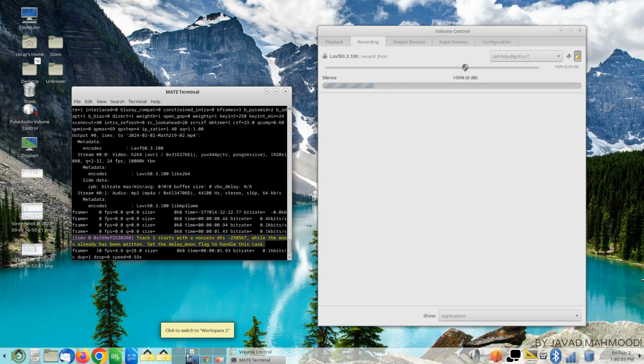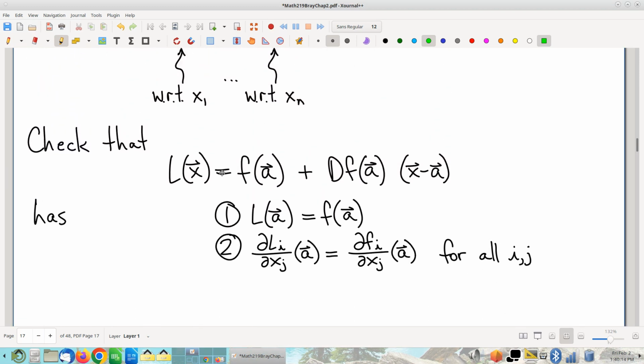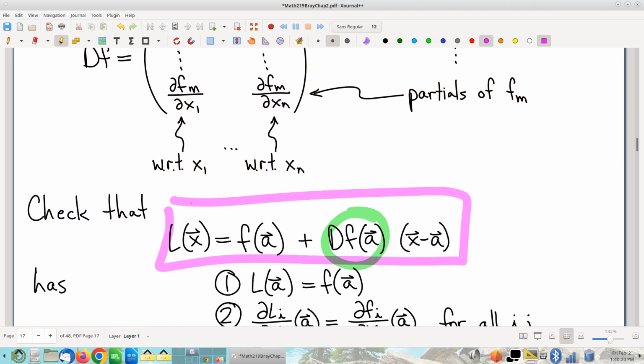Okay, off we go. So here's what we're picking up from last time. A quick reminder of what the DF matrix is. The DF matrix is part of the formula that we are using as what we're calling a linear approximation of a vector-valued multivariable function. And so this DF matrix does most of the heavy lifting in this construction.